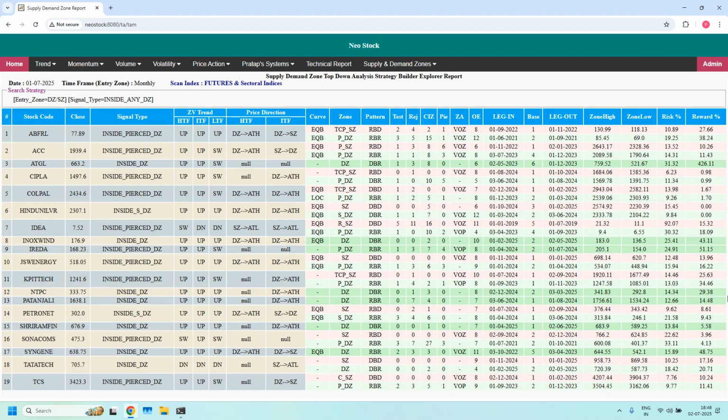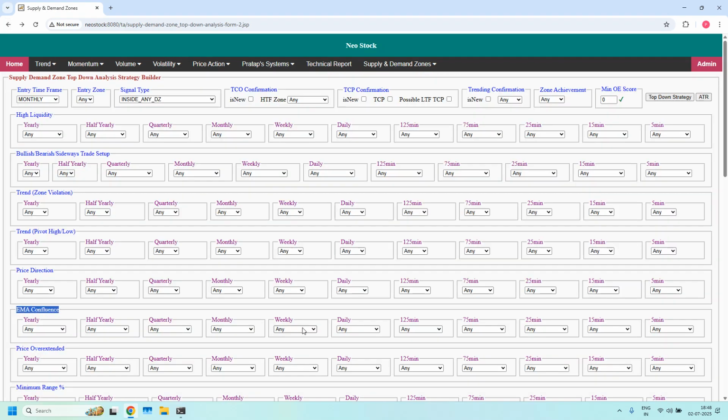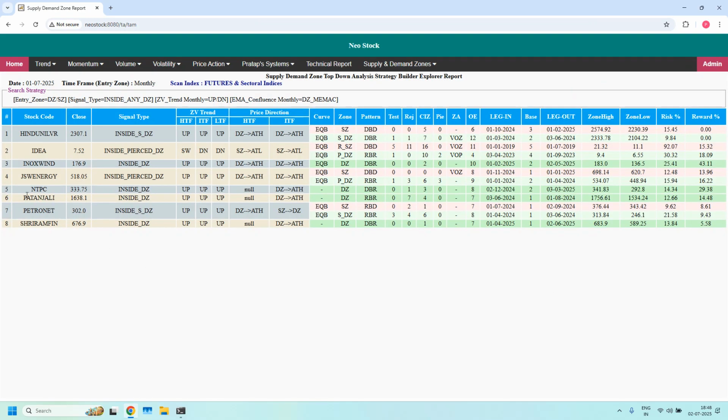Let's further filter based on monthly demand zone having monthly EMA confluence. And also trend on the monthly should not be sideways. It can be up or down. We got 8 stocks.